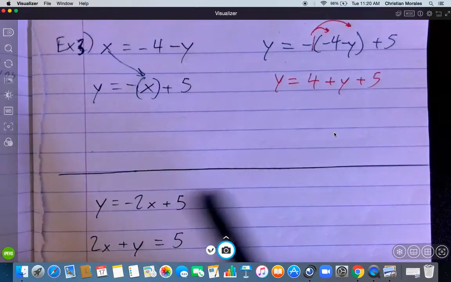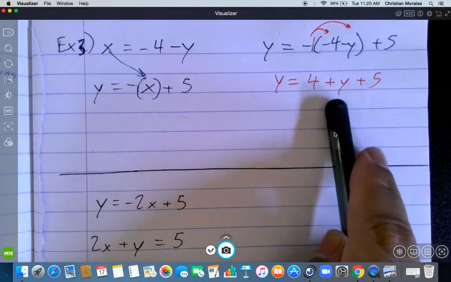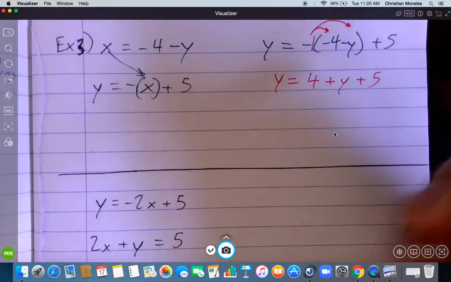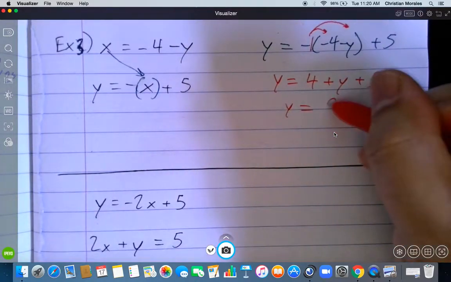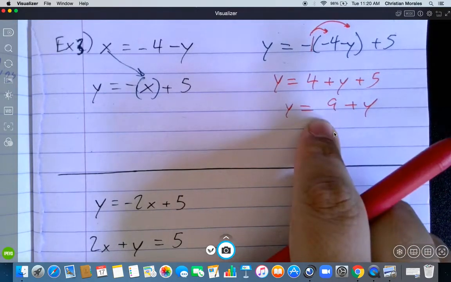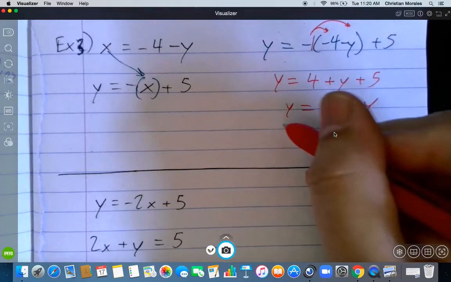Okay? All right. Oh, we have too many y's. Oh, but we have like terms too. So let's combine our like terms. And we're going to get y equals 9 plus y. But these two y's are bugging me. All right, let's move this y so the y's can be together.